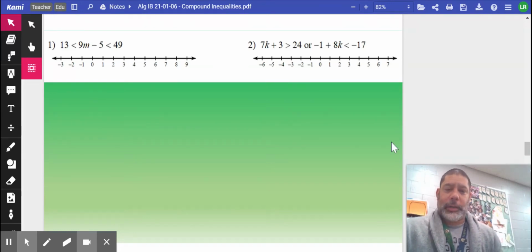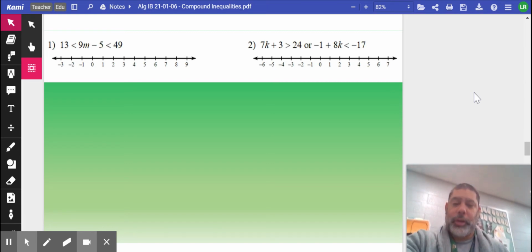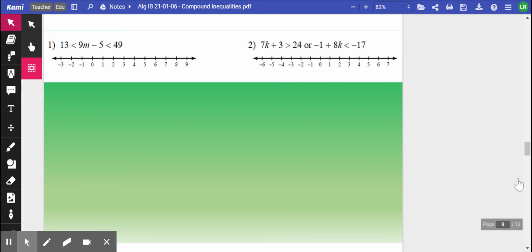All right. I'm gonna go ahead and go through this as compound inequalities. The video from yesterday got cut off, so I'm gonna start here where the video left off and go through these four problems for you. So here is how to solve compound inequalities. All right.